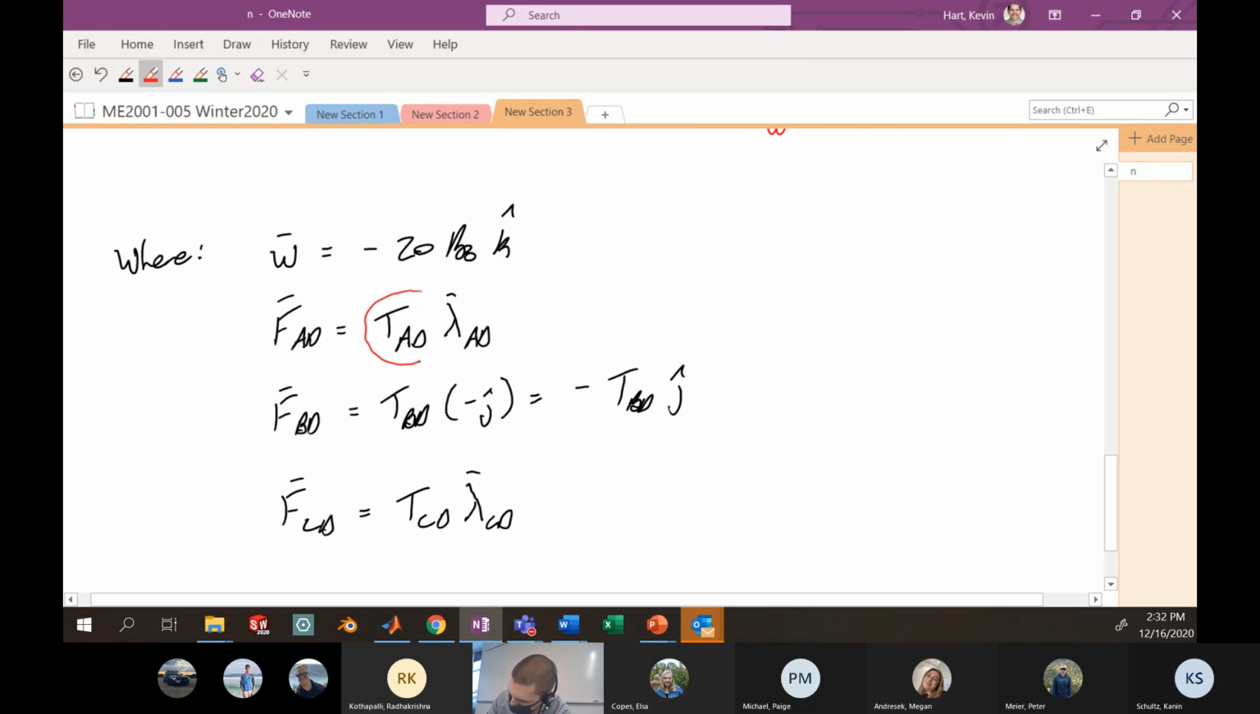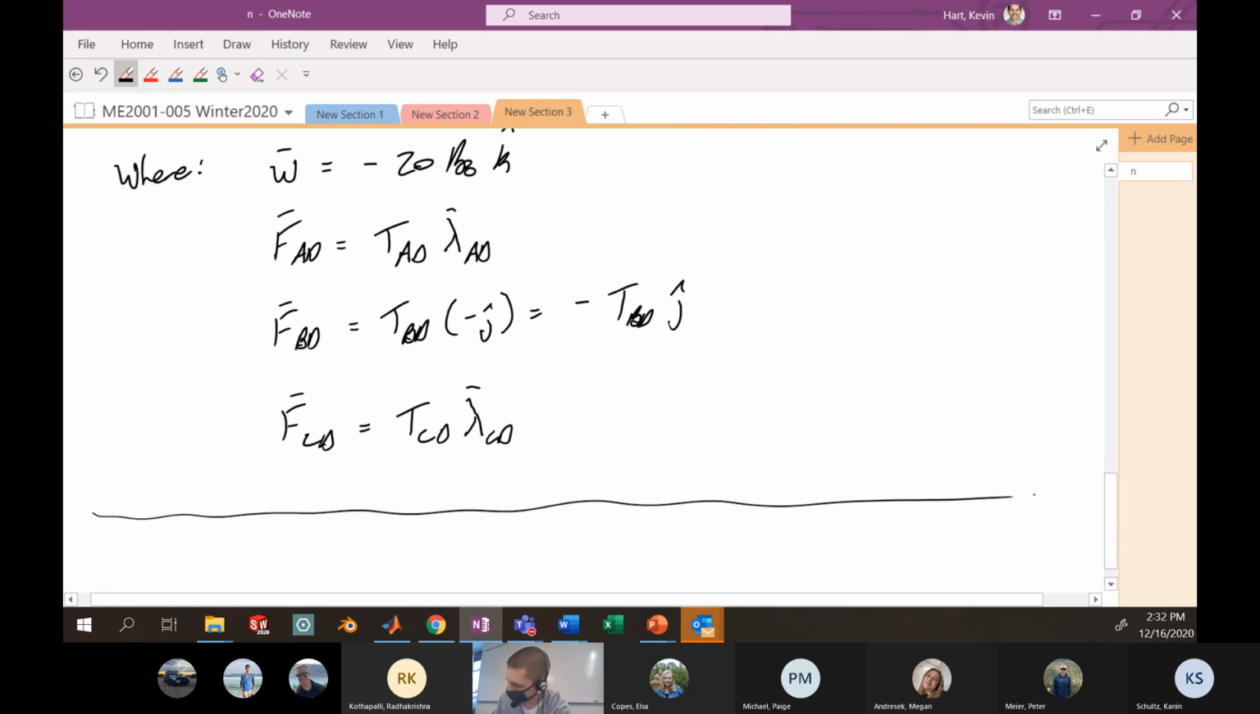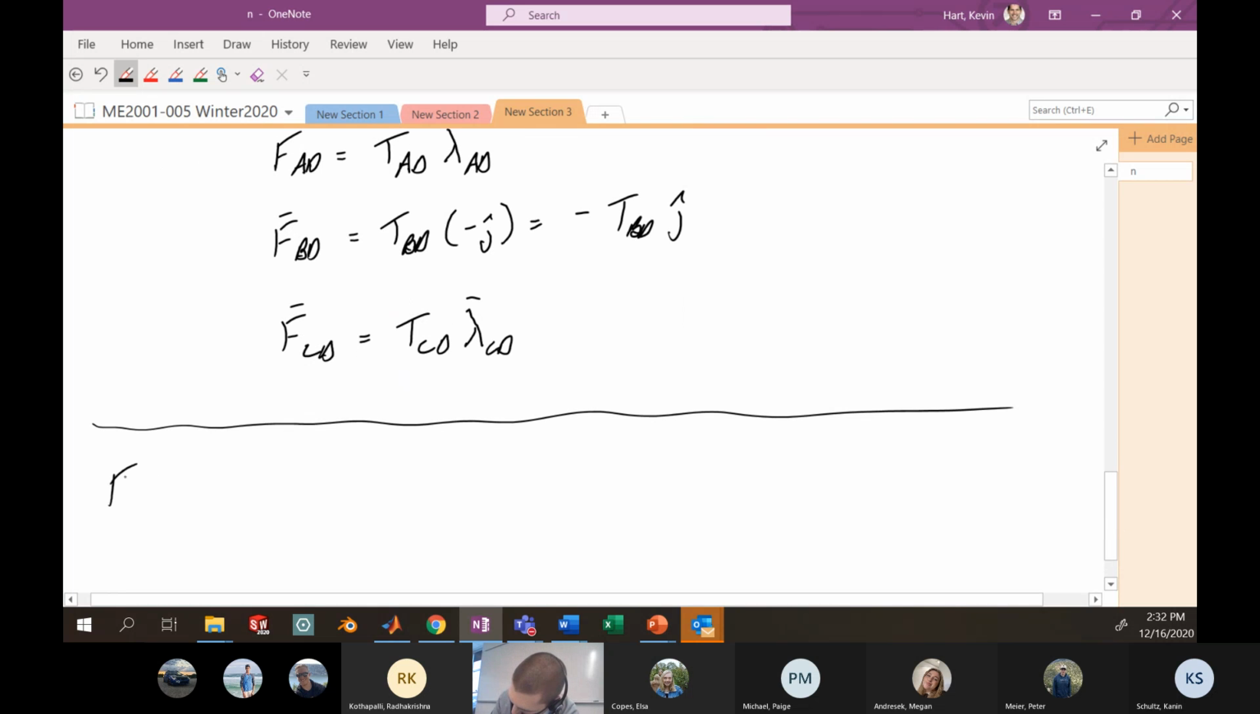So I'm looking for the tension AD, the tension BD, and the tension CD in this problem. And I'm going to enforce equilibrium. But before I enforce equilibrium, I need these unit vectors lambda AD and lambda CD. These are unit vectors that run along those directions between points AD and points CD. So let's give you maybe 5 minutes now and see if you can come up with those unit vectors. Your next task is to find this lambda AD and lambda CD based on what we've done before.